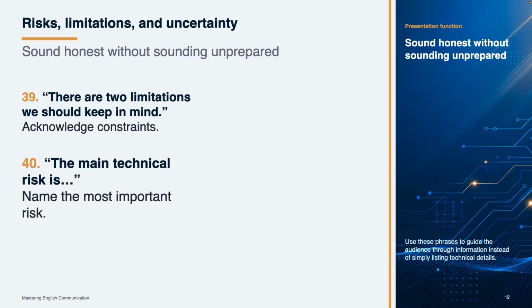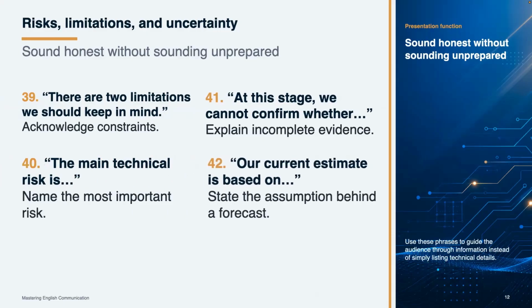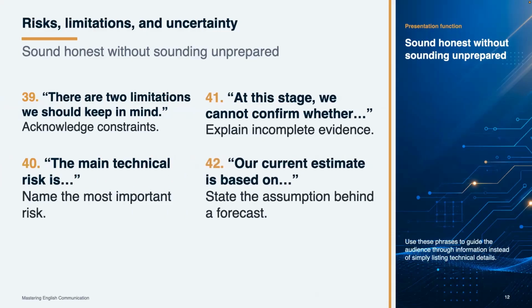The main technical risk is, this is where you name the most important risk. At this stage, we cannot confirm whether you explain incomplete evidence. Our current estimate is based on, this is where you state the assumption behind a forecast.